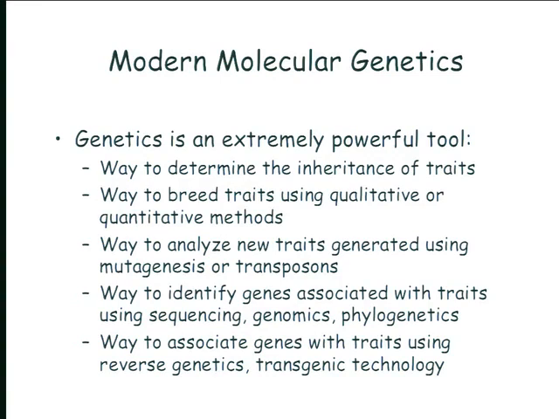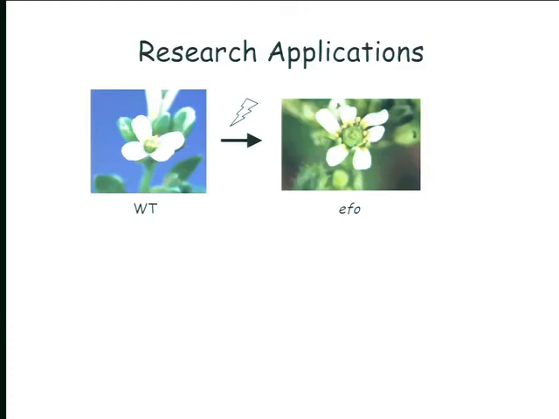It's also a way to identify specific genes that are associated with traits using modern sequencing, genomics, and phylogenetic studies that Bob Fisher is going to be introducing next week. And it's also a way to associate genes with traits using reverse genetics and transgenic technology that we're also going to discuss in future lectures. But I'd like to close now by talking about some actual real research applications for genetics.